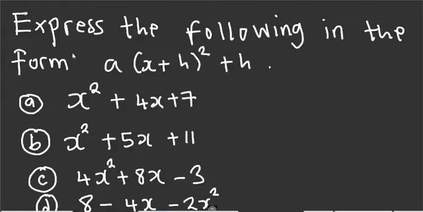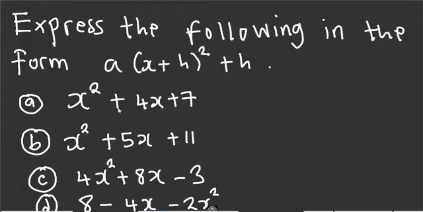In this video, we are going to look at these questions here. The question reads: express the following in the form A(x + h)^2 + h. We are going to start with question A right here, which is x^2 + 4x + 7. So we should express this in this form.